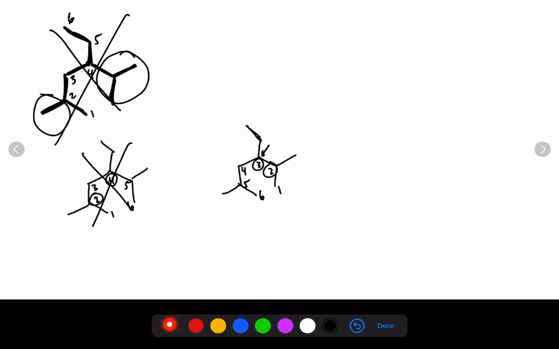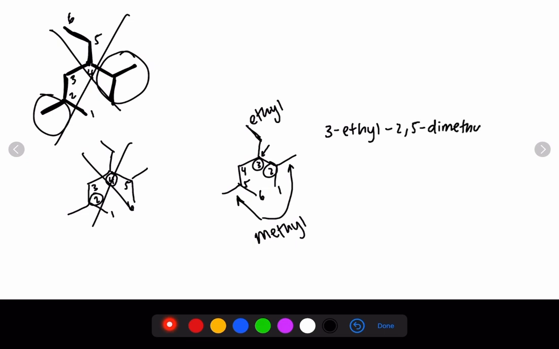Now, we have 2 methyl groups hanging off the 2nd and 5th carbons. And we have an ethyl group hanging off the 3rd carbon. Ethyl comes before methyl because of alphabetical order, and we have a hexane molecule because our longest chain is 6 carbons. So we are going to name this 3-ethyl-2,5-dimethylhexane. The di, once again, is because we have 2 methyl groups in the molecule.